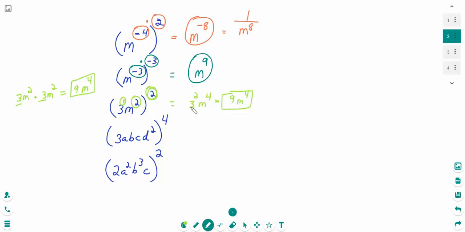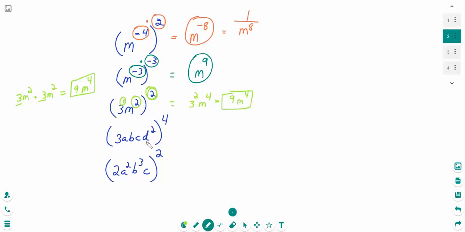Okay, so the moral to this story is that you need to remember that even the coefficient exponents, even if they're invisible, have to be multiplied by the exponent outside the set of parentheses. All right, so bearing that in mind, let's go to this next one.